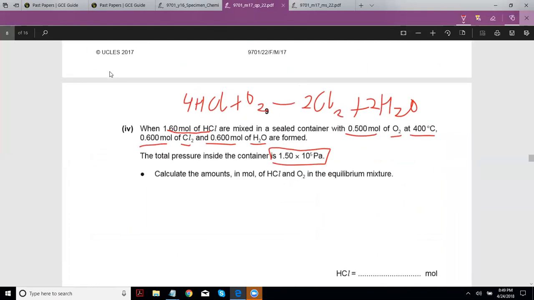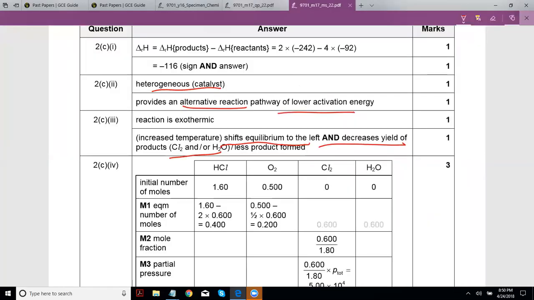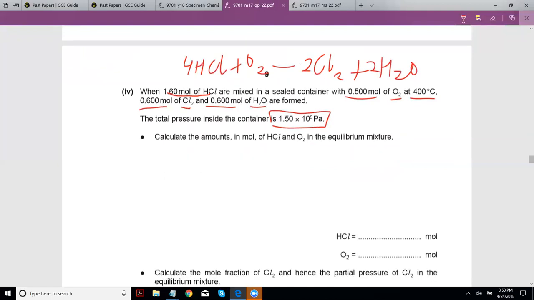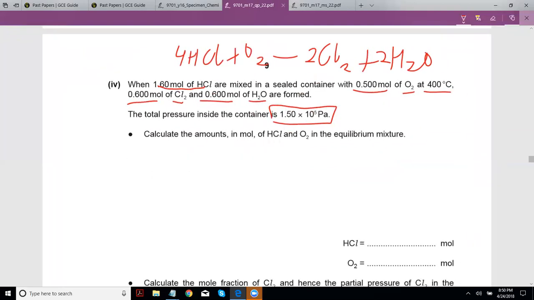सही है, total pressure दिया हुआ है and you're given the moles of HCl, you're given the moles of O2, you're given the moles of Cl2, you're given the moles of this. Acha, सबके दिए हैं. I remember that total pressure used to divide in such a way that it has some relationship with moles. I don't remember what exactly that division was.